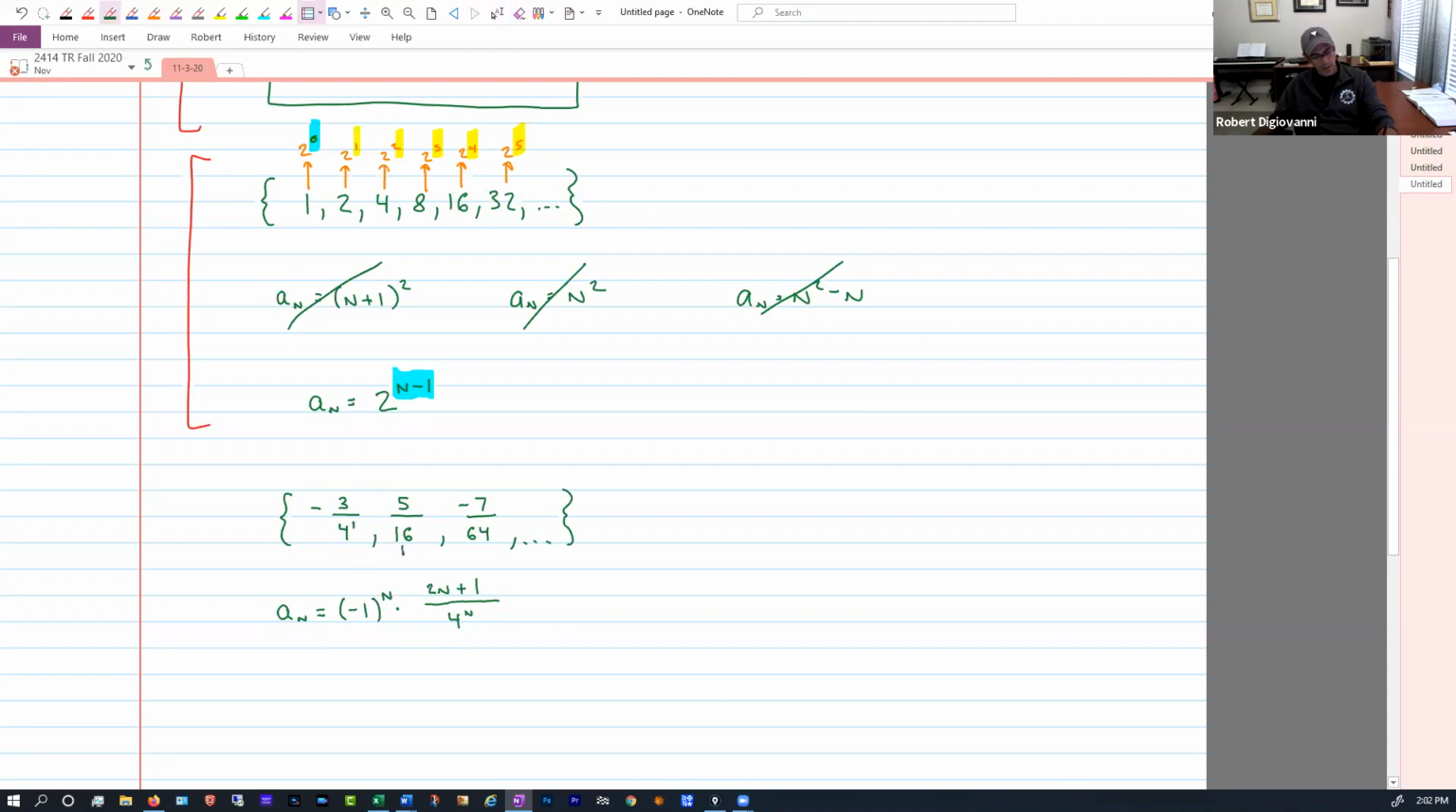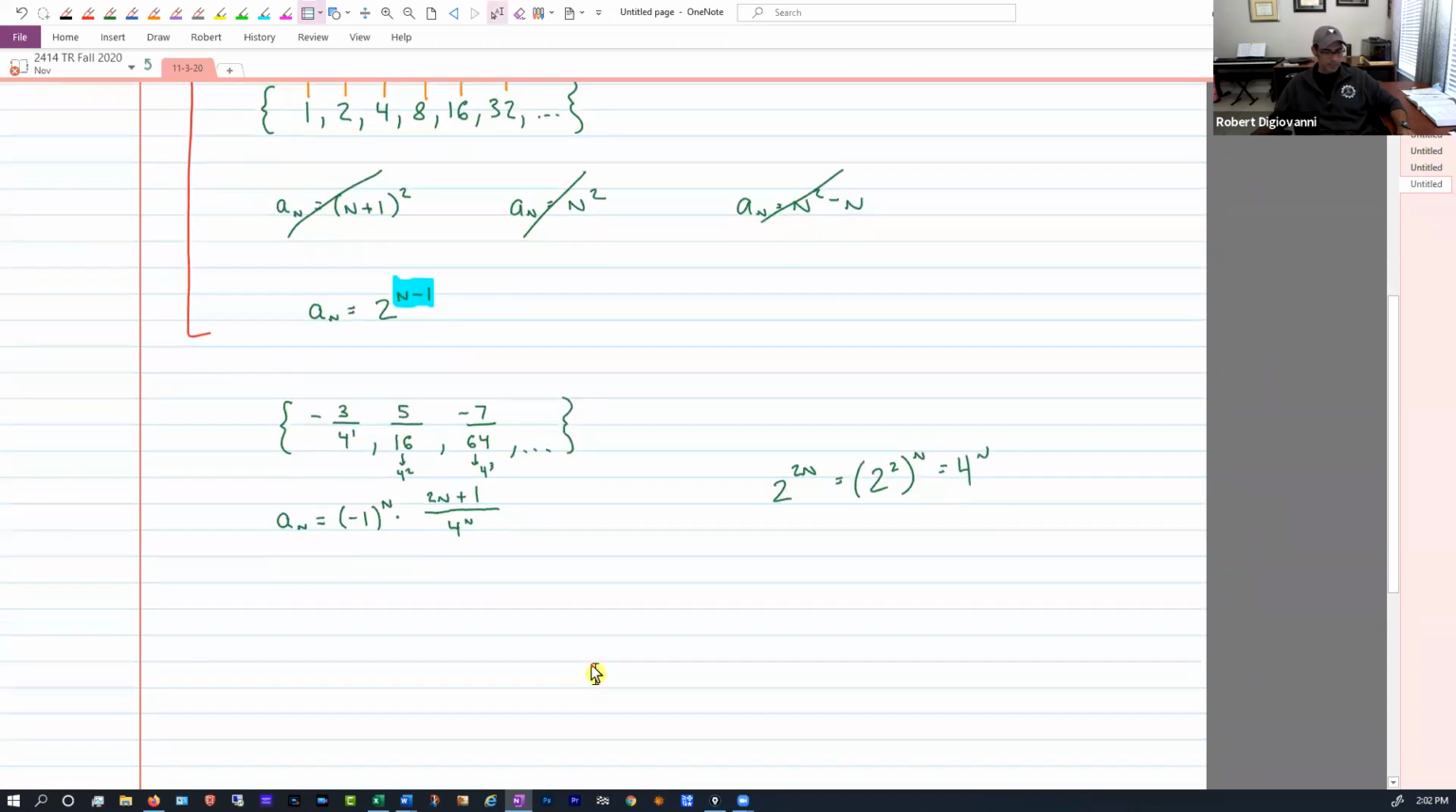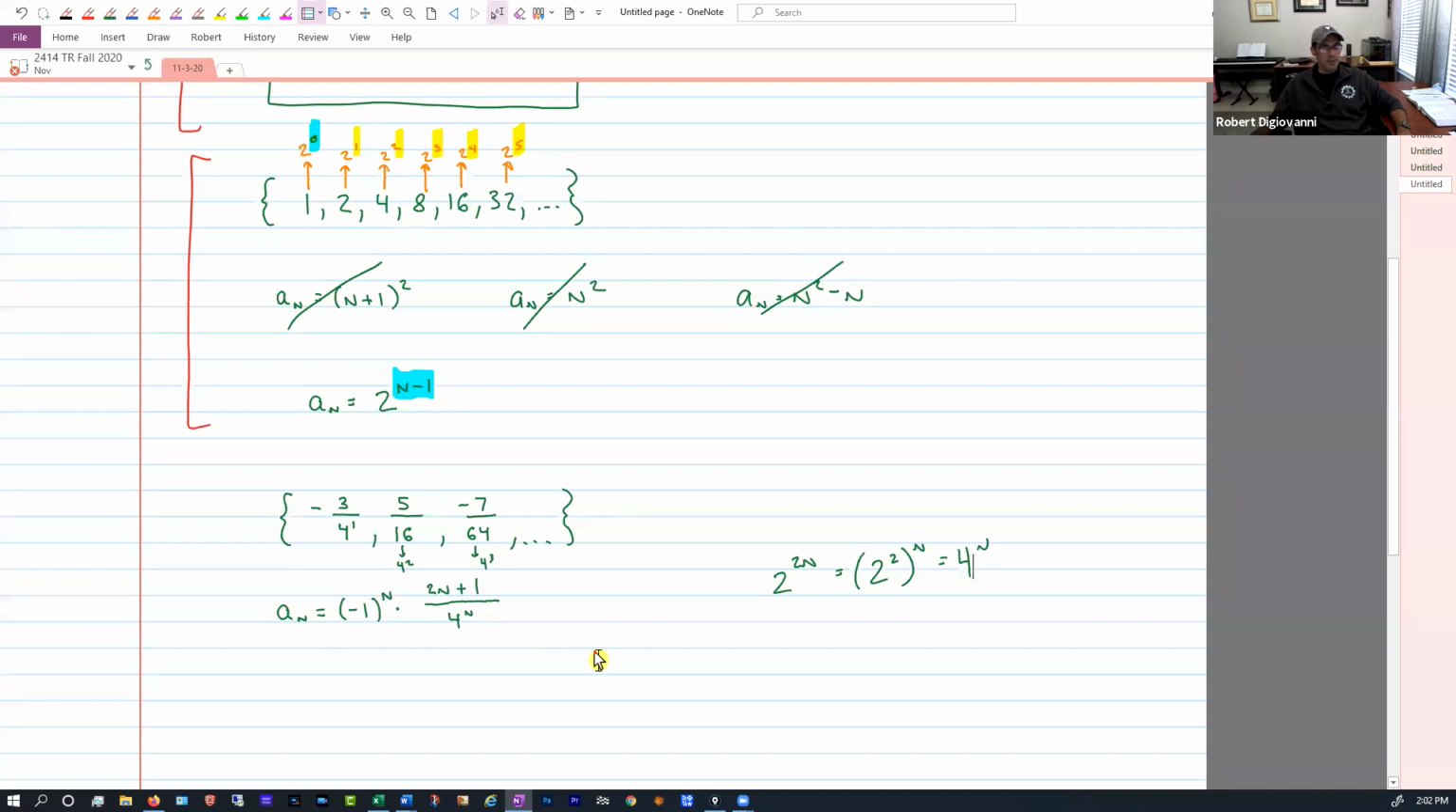This is 4 to the first power. This one is 4 squared. This one is 4 cubed. I heard someone say 2 to the something. 2 to the 2n would also work. But 2 to the 2n is the same as 2 squared to the n, which is 4 to the n. So that would also work. Do y'all see how this works? Create the alternating, create the odds on top starting at 3. All the denominators are powers of 4 starting at 4 to the first, 4 squared, 4 to the third, right?